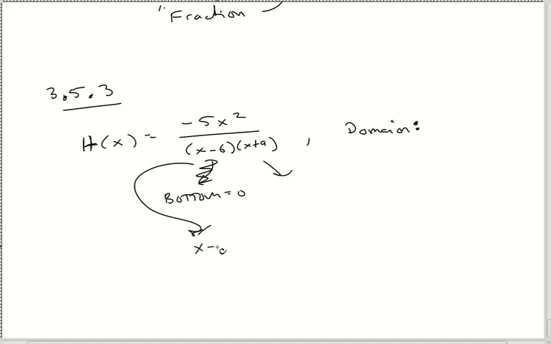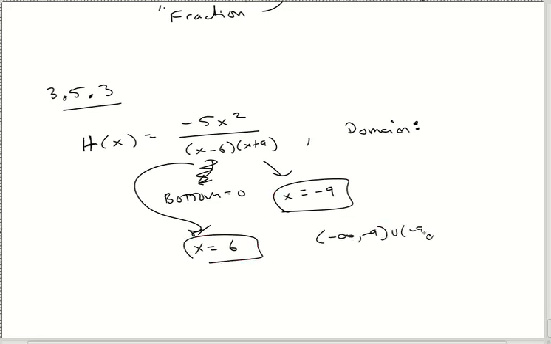There are two different answers, of course. We've got 6 and negative 9. Generally, we used to do interval notation, but not here. Nope. All they want is x not equal to 6 and negative 9. And that's it. Yay! It's so much easier.